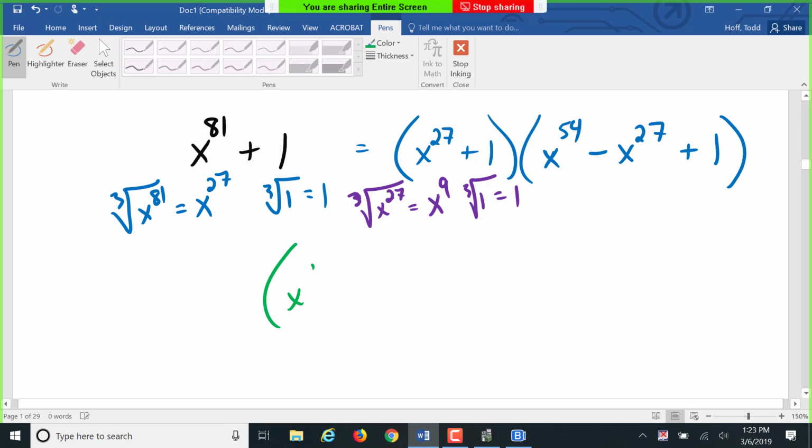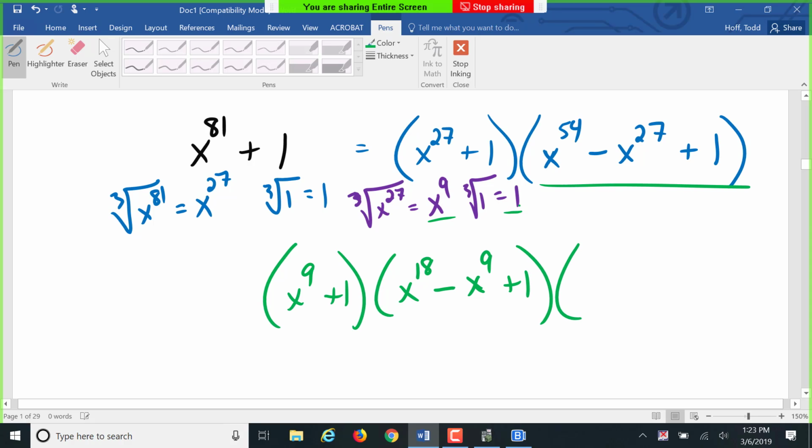So we've got x to the 9th plus 1 times x to the 18th, right? X to the 9th squared minus x to the 9th times 1 is just x to the 9th plus 1. And of course, we still have that.